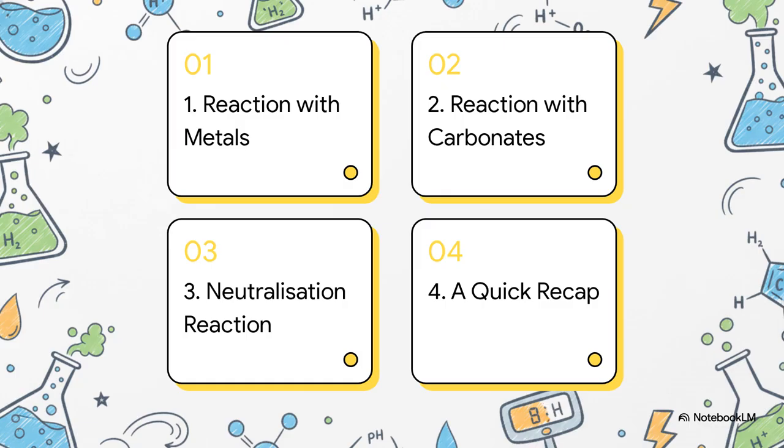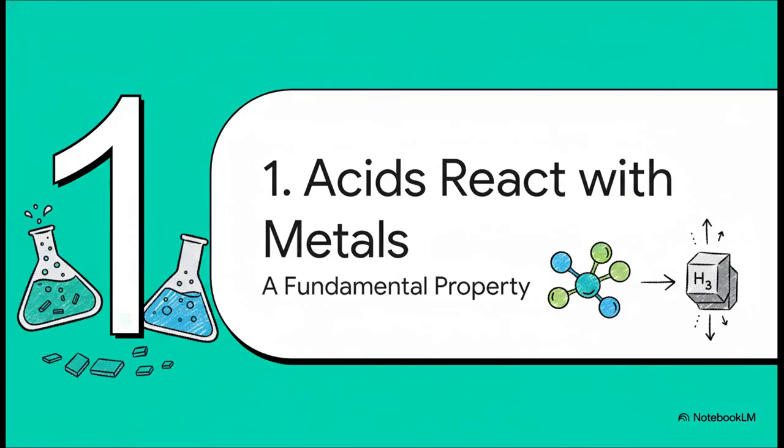So, to understand this better, we will look at three important reactions. First, the reaction of acids with metals. Then, their reaction with carbonates. And finally, a very special reaction called the neutralization reaction. After that, we will do a quick recap. Okay, let's start with our first topic.